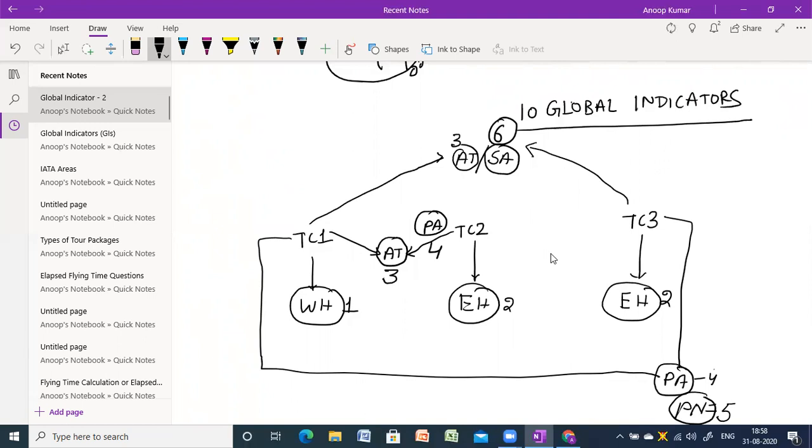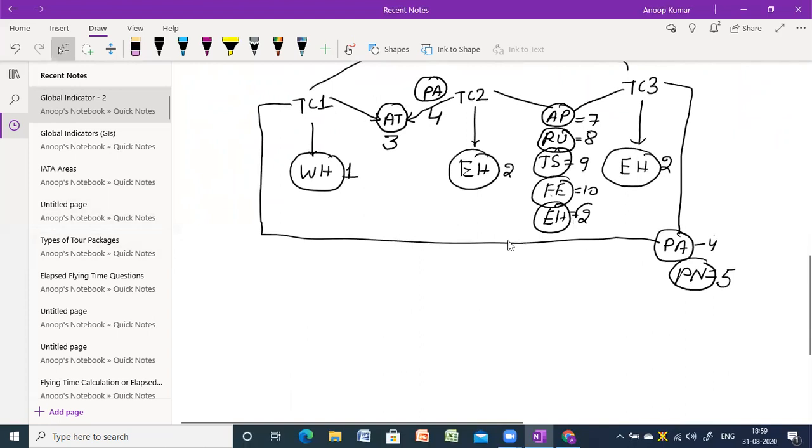Now there may be cases when a flight is moving between TC2 and TC3. In that case, there are another 5 global indicators which will be applicable. One is AP, which we will discuss in detail. AP is our 7th global indicator. Then RU is basically related with Russia. This is our 8th global indicator. Then we have Tasmania. TS is our 9th global indicator. And then we have FE. FE is Far East, our 10th global indicator. And another global indicator is EH, which we have already discussed, that is number 2. So these are the 10 global indicators.